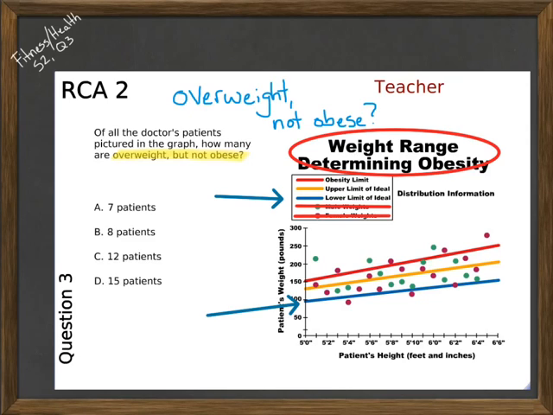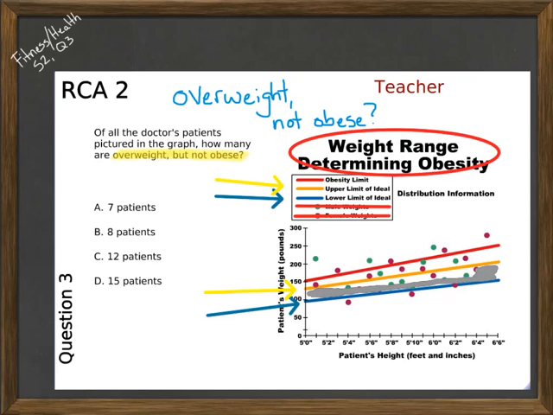Looking here, we see that the blue line is the lower limit of the ideal weight. So in other words, if you're a patient under that line, you're actually underweight. You need to gain some weight to be at a healthy weight. So that is the lower limit of your ideal weight. This yellow line is the upper limit of the ideal weight. So if you fall in between the blue and that orangish yellow line, you're at a healthy weight.